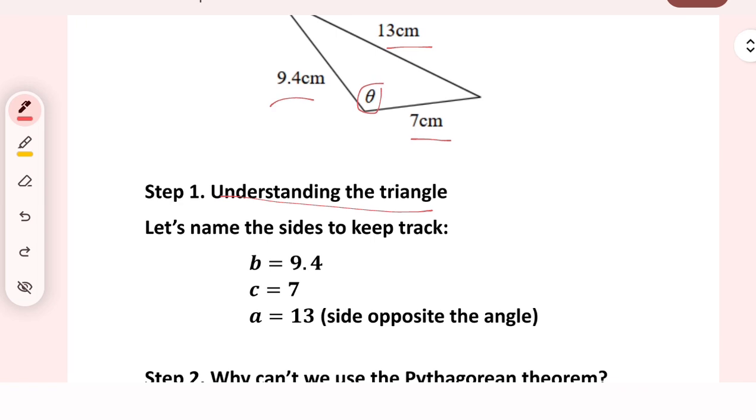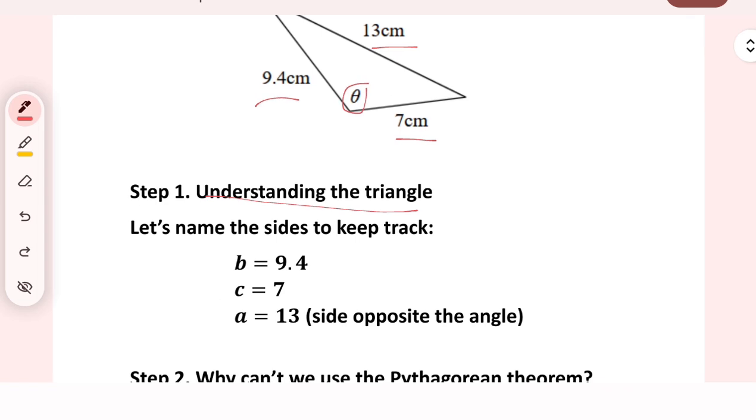So let us now name the sides of the triangle just to keep track. We name the sides of the triangle A, B, C. So let's say letter B is 9.4. So this is side B. This is side C. Side C is 7. And side A is 13. So side A, 13, is the side that's opposite the unknown angle theta. Opposite means exactly opposite the unknown angle theta.